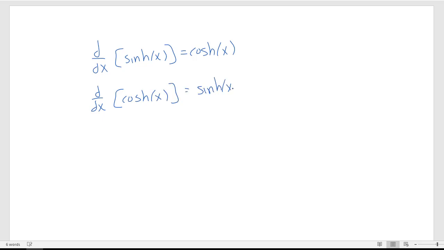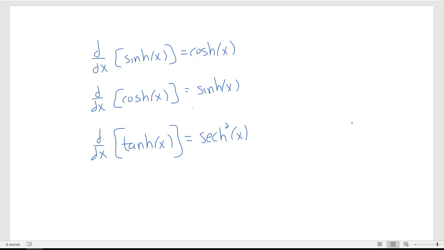Now what's unique here, if we think back to our original trig functions, the derivative of sine was cosine, the derivative of cosine was negative sine. So we don't have the negative based on these exponential definitions. Hyperbolic cosine's derivative is positive hyperbolic sine. And if we differentiate hyperbolic tangent, that's going to be hyperbolic secant squared. Remember, with the original trig functions, the derivative of regular tangent was regular secant squared. So we see the similarity here as well.